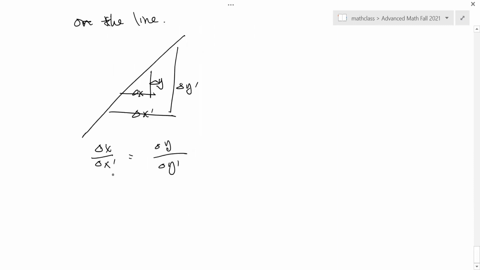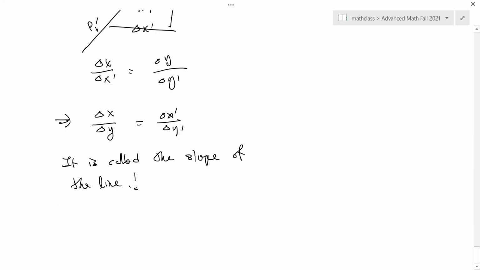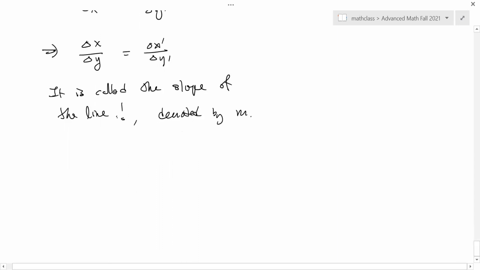So then you can get delta y over delta x is the same for both. That's why the ratio of the vertical side to the horizontal side is always a constant, regardless of the location of P1 and P2, okay? This is called the slope of the line, and it's usually denoted by m.